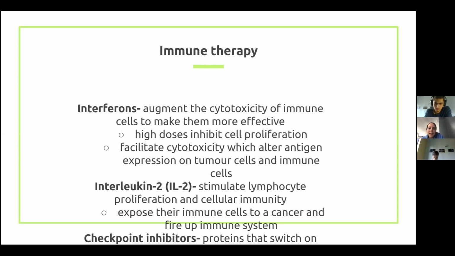Yeah, we also have our interleukin-2, and this stimulates lymphocyte proliferation and cellular immunity. And this exposes immune cells to a cancer and just fires up the immune system as well. Then we have our checkpoint inhibitors. Sorry, I'll make sure I change the formatting before these are uploaded. But these switch off the proteins that would allow the cell to progress through the cell cycle. So it again initiates those cycle checkpoints.